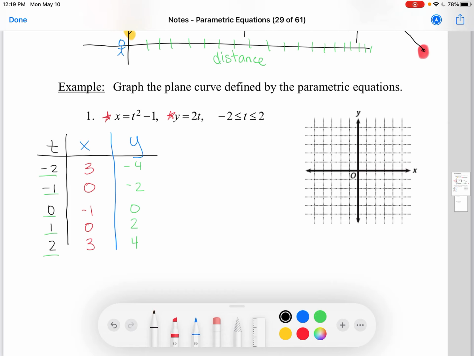And essentially what you are going to be doing is you are getting coordinates out of all of this. Notice now how everything is in terms of x and y. So if I were to build those coordinates on my graph here on the right, I got (3, -4), (0, -2), (-1, 0), (0, 2), and (3, 4).